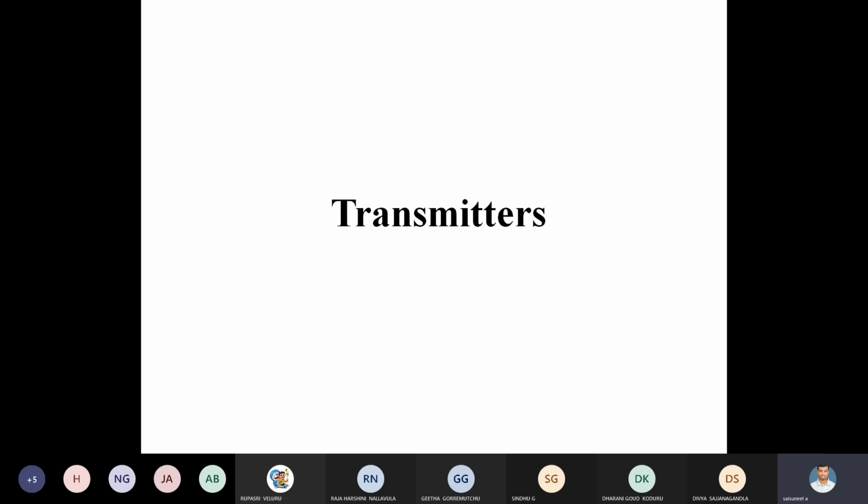That is, the light sources which we use, that is LEDs and lasers. We discussed the different types of LEDs and the different types of lasers that are used. First we discuss the laser concept.